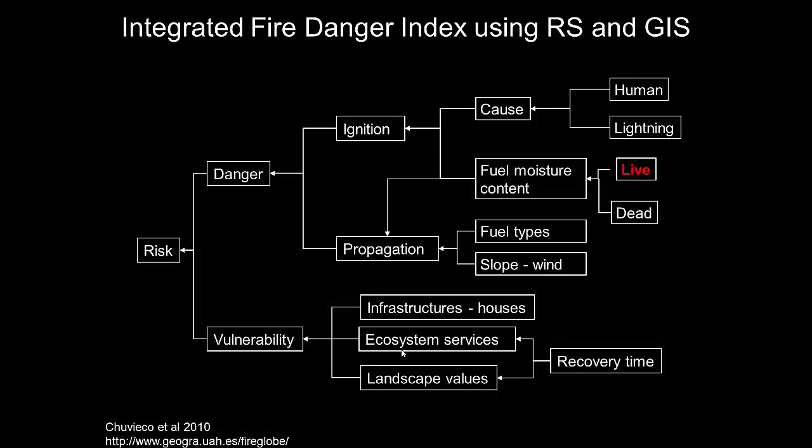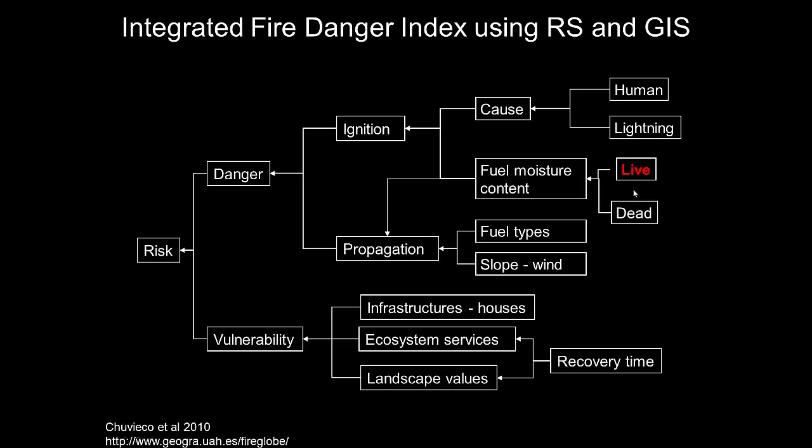So how can these maps of vegetation moisture content of fuel types be used to estimate fire risk? Well, this is an example of the methodology followed in Spain in a project I participated in when I was there, and the fire risk was defined by the probability of ignition and propagation, or the vulnerability. So this is how much a fire will impact on the landscape if it occurs.